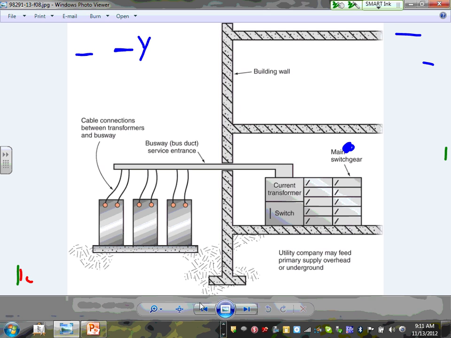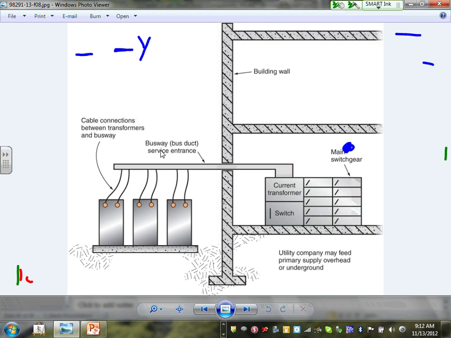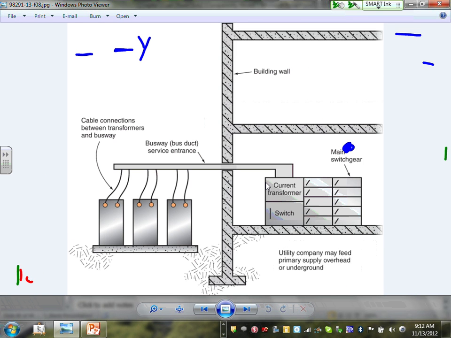Okay, somebody asked about the bus. Let's go here. Who asked about the bus? Here's a bus, a way of bringing the service to the building through a busway. Can you guys see that? Here are the transformers. We're busing them all the way to the current transformer. This is the CT cabinet. Here's my disconnect switch, and then this is my switchgear. That's one way of doing business, right?